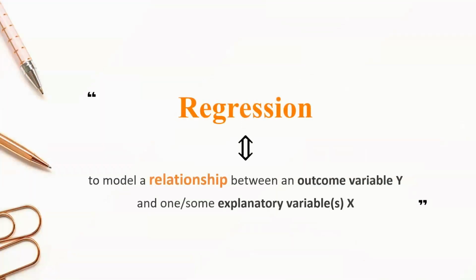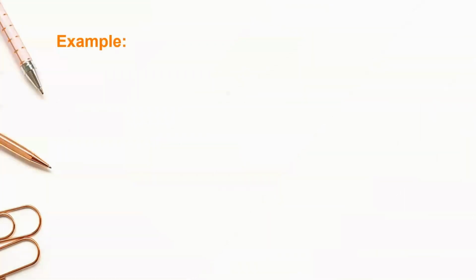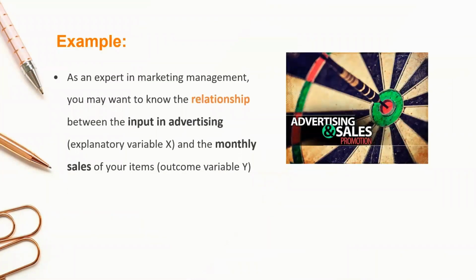Regression is used to find a relationship between an outcome variable y and one or some explanatory variable x. Let's start with one explanatory variable only, and you can see that regression is to learn the relationship between two things. Actually, regression is a very common topic, and we are faced with many regression problems in our lives.